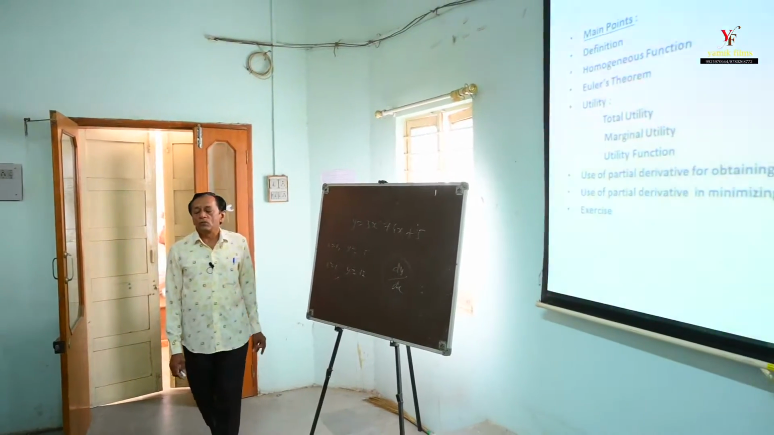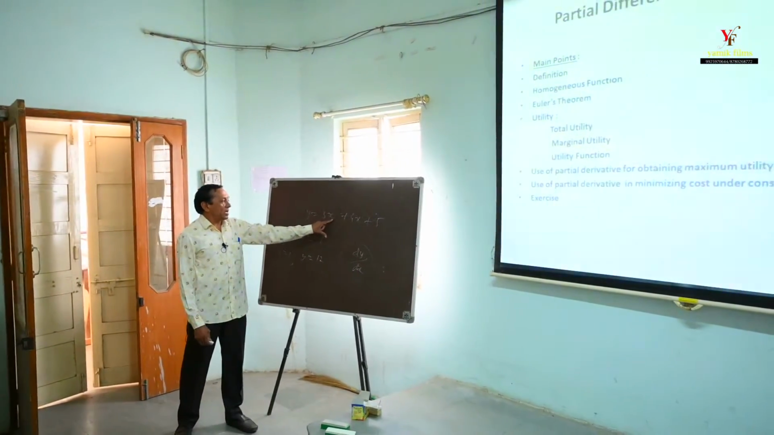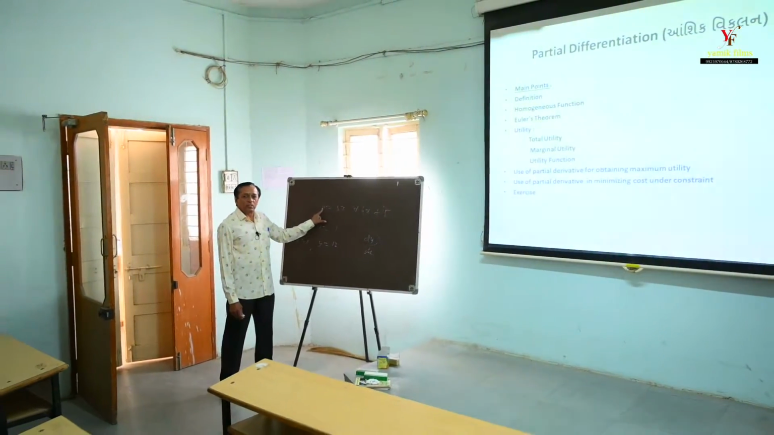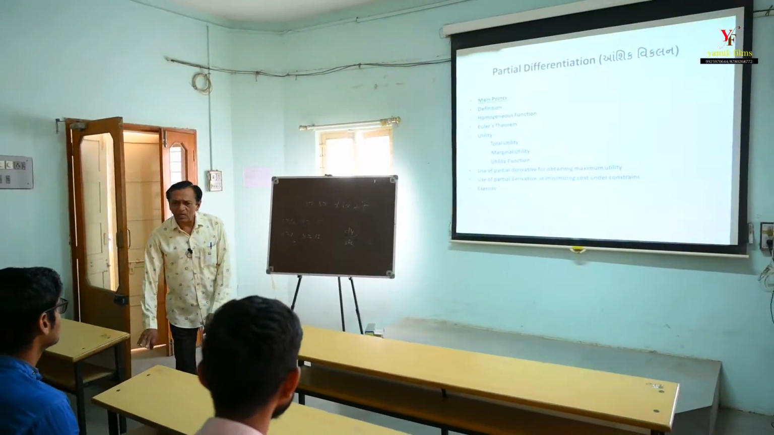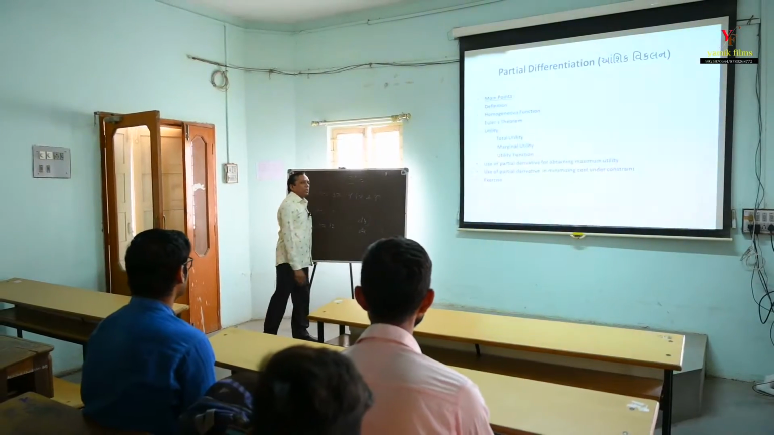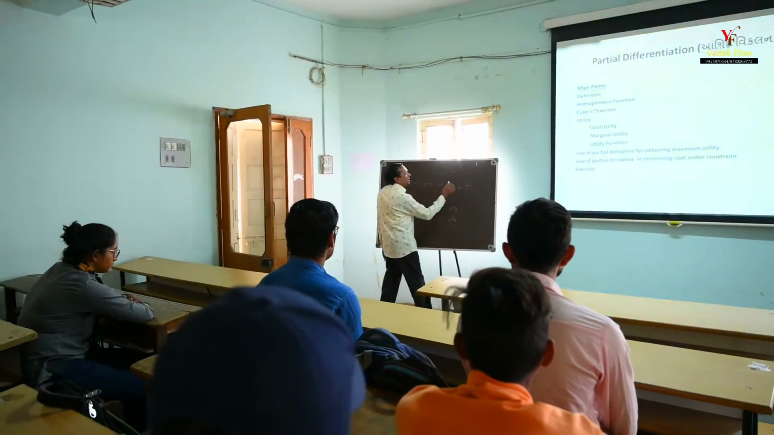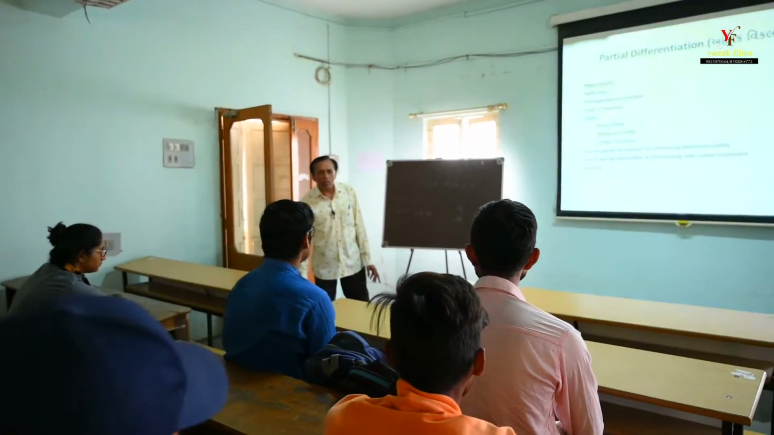We have to derive the partial derivative. Here there are two variables, x and y. X is independent, y is dependent. But in the partial derivative, there is another variable. You can say z. Z is the partial one, with more than two variables.